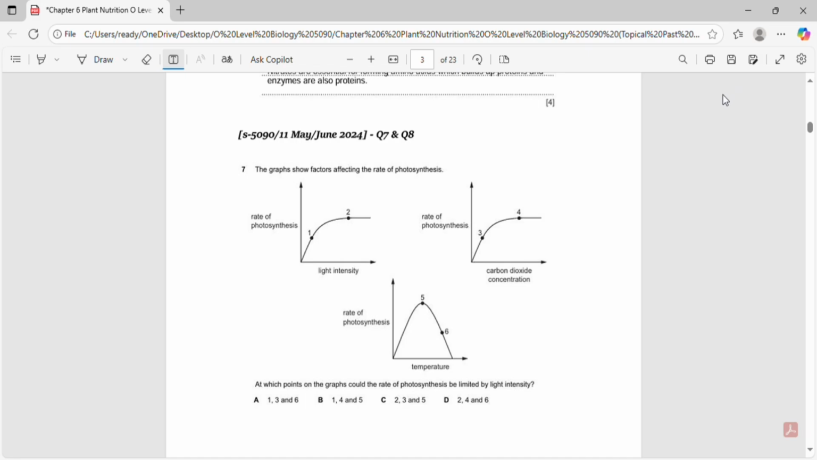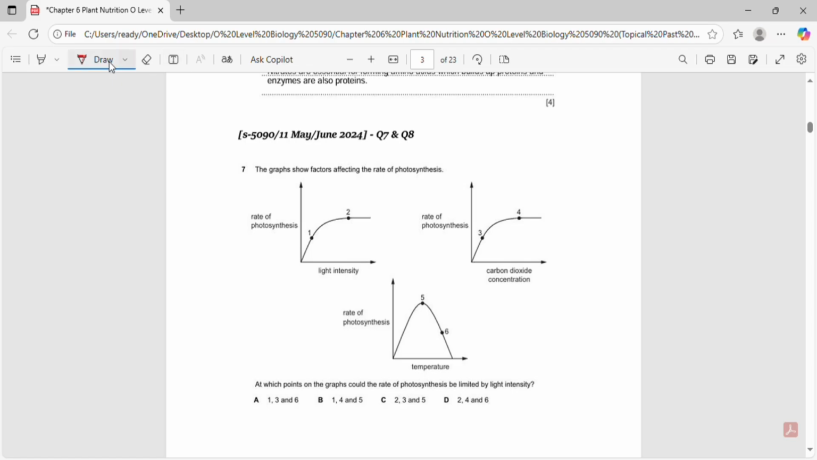Starting with the first graph, which shows the relationship between light intensity and the rate of photosynthesis. At point 1, the curve is rising steeply. This tells us that as the light intensity increases, the rate of photosynthesis is increasing too. That means light is still in short supply, so it is the limiting factor at this point. Then we come to point 2, where the curve starts to level off. That means increasing the light further is no longer helping. So beyond this point, something else must be limiting. In short, light is only limiting at point 1, not at point 2.